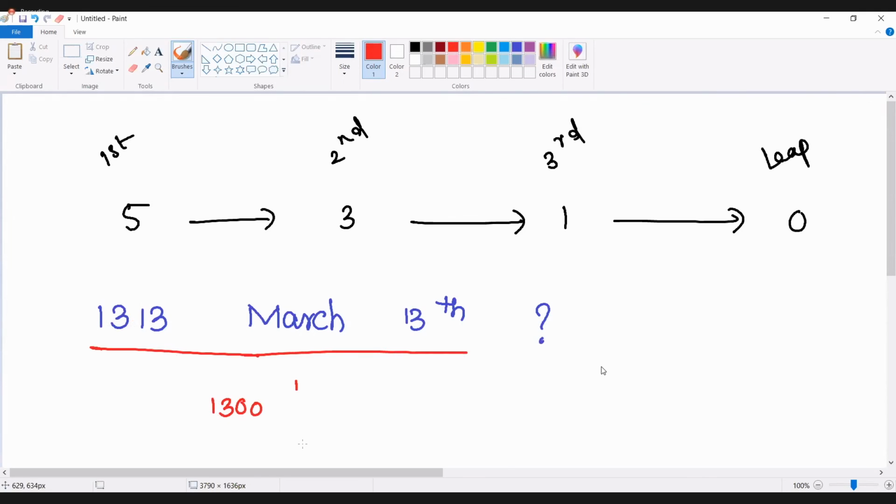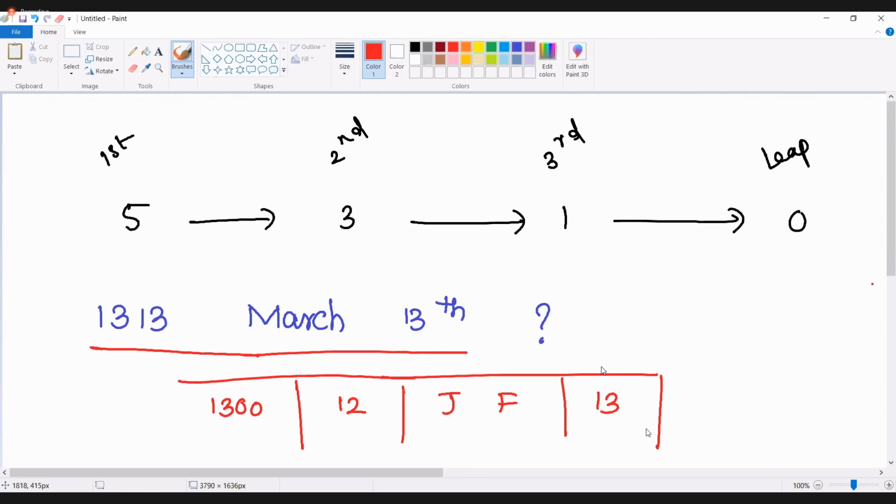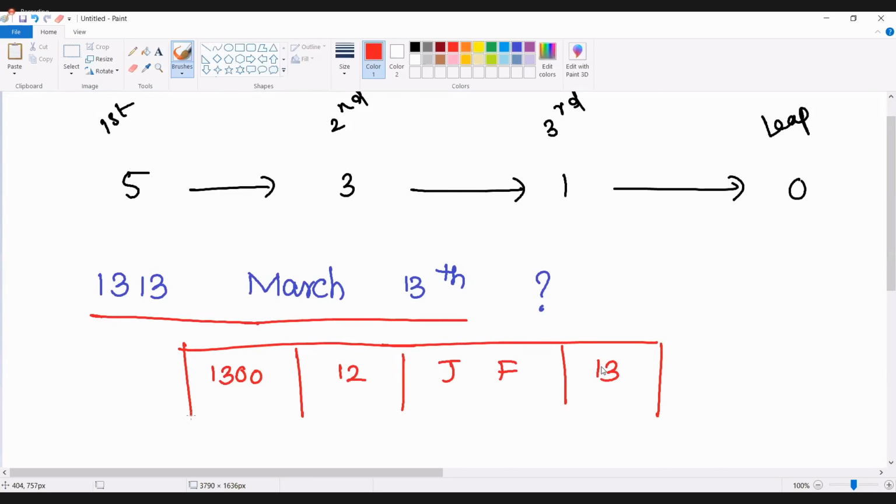And 1313, how many years are over? 12 years are over. How many months are over? January, February are over. In the month of March, you have 13 days. This is a day scale which you are going to take. After taking the day scale, what is your task? You have to find out the number of odd days. So 1300, what is the number of odd days? I am trying to calculate, my dear students.